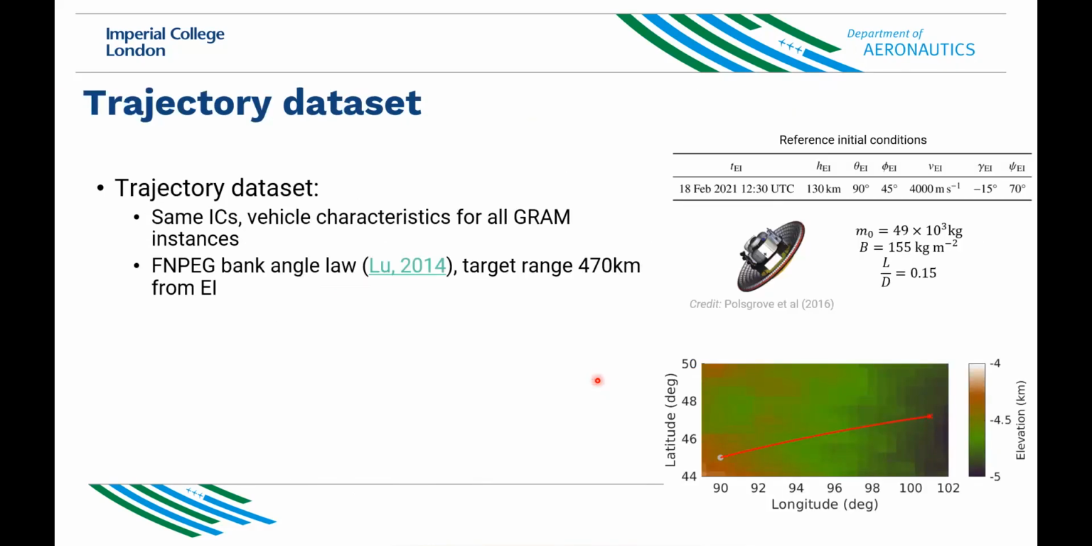So for each of the density and wind profiles, we generate an entry trajectory. We use the same initial conditions and vehicle characteristics over all samples, and we use the fully numerical predictor corrector entry guidance algorithm to provide the bank angle law, assigning a certain target range from the entry interface. And this is a plot of the reference trajectory over an elevation map of Mars.